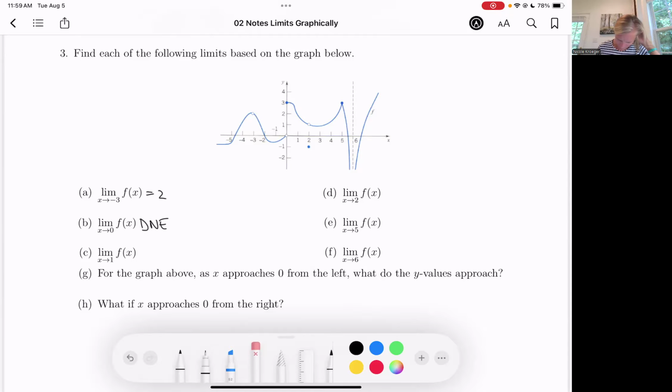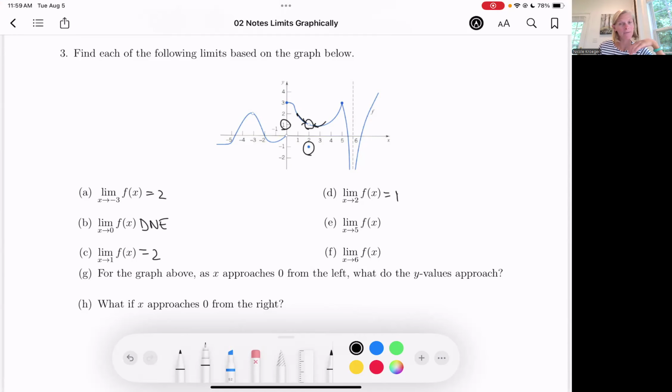As x approaches 1, that looks like it's probably 2. It's a little hard to read this from the graph, so if you said something a little different, that would be okay. As x approaches 2, the y values are getting closer to 1 because if I follow this graph on either side of 2, I get closer to 1.